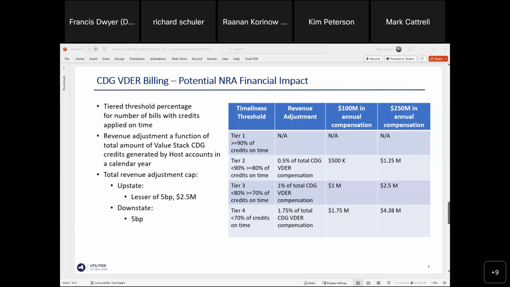of the utility. We believe this statewide approach in sizing the revenue adjustment accounts for both the scale of the CDG market and the size of each particular utility. Overall and over time, this could result in over $20 million in utility exposure to these revenue adjustments statewide. After describing these potential revenue adjustments, I want to reiterate what we said at the beginning and throughout, that we do have a shared objective to be in Tier 1 and to avoid incurring any revenue adjustment.